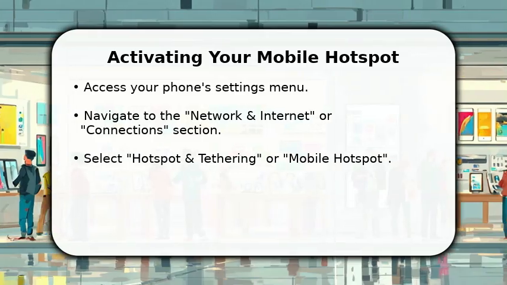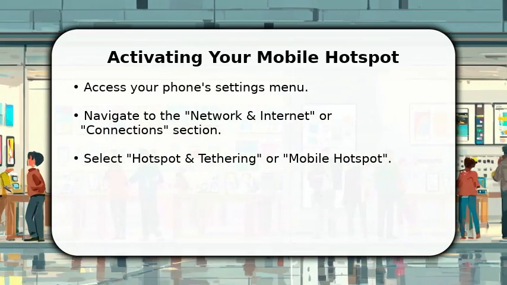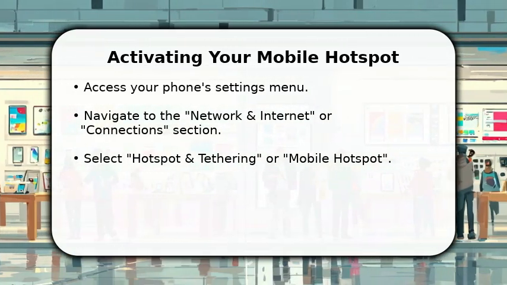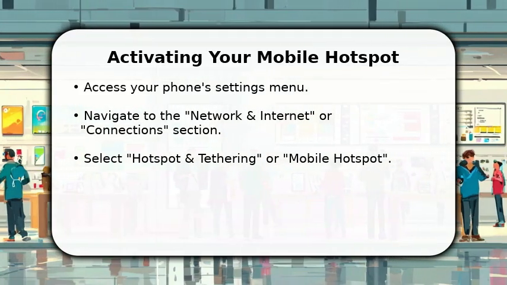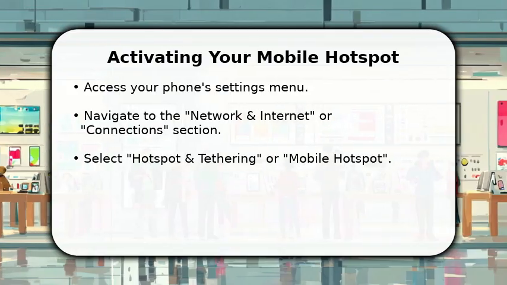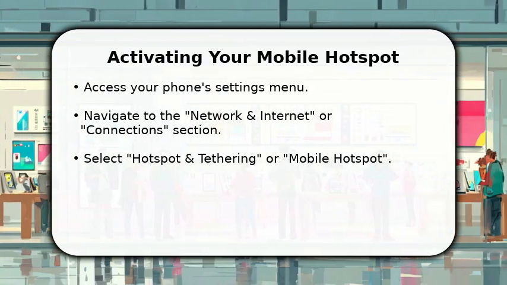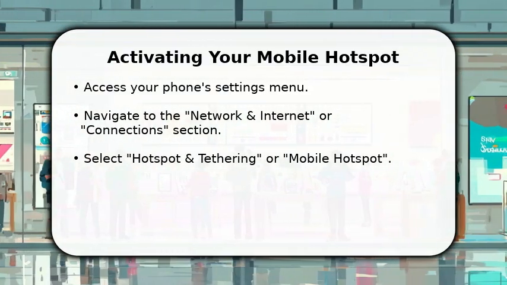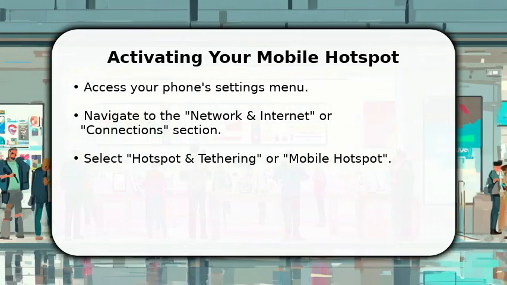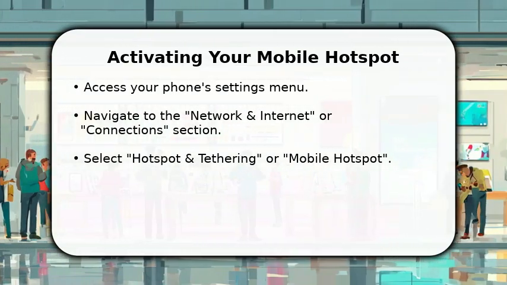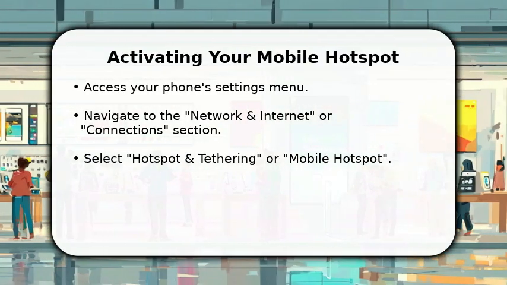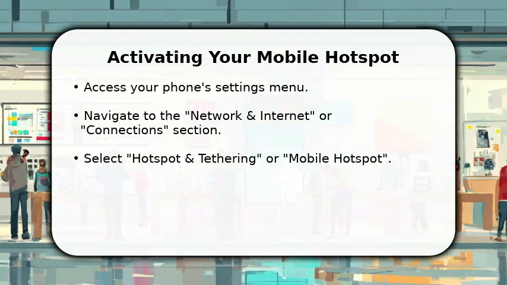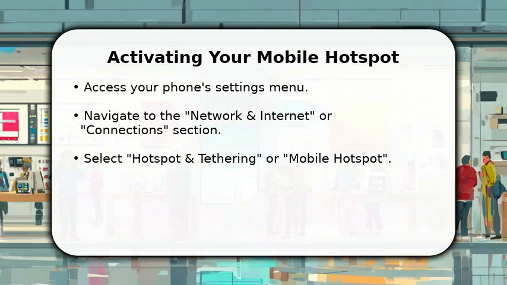In this video, I will explain how to use your phone's data as a hotspot. First, open your phone's settings menu. Look for Network and Internet or Connections, then tap on Hotspot and Tethering or Mobile Hotspot. Finally, toggle the feature to On. This simple action transforms your phone into a portable Wi-Fi network, allowing other devices to access the Internet using your cellular data plan. It's a quick and convenient way to stay connected on the go.